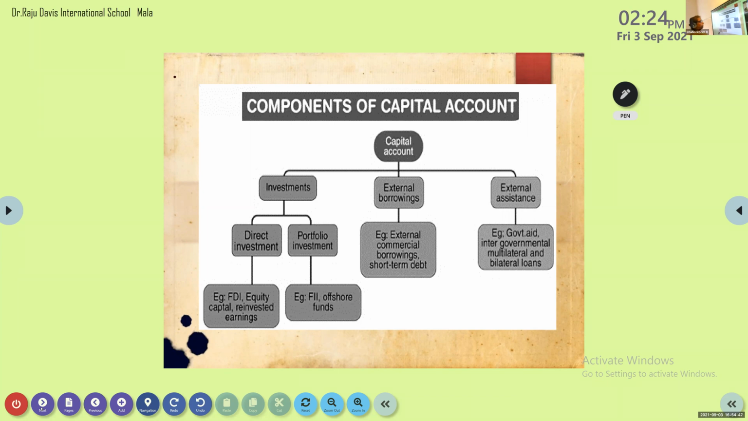Now, what do you mean by capital account? Who can say? If I ask like that, nobody is there to answer. You have written down what is capital account and what is current account. At least open that and read and tell me what it is.